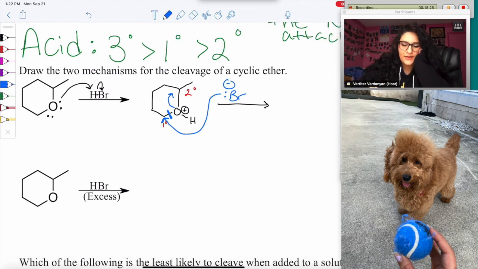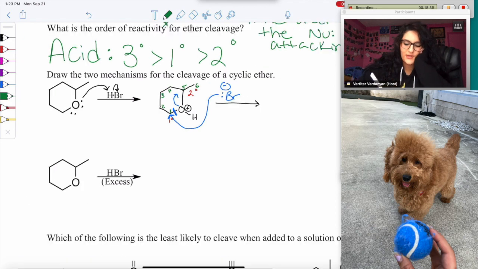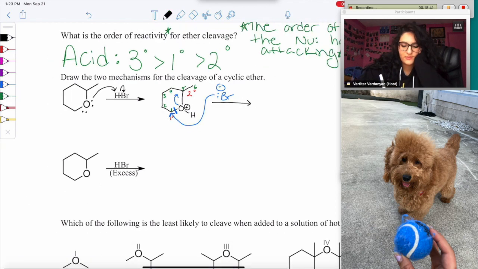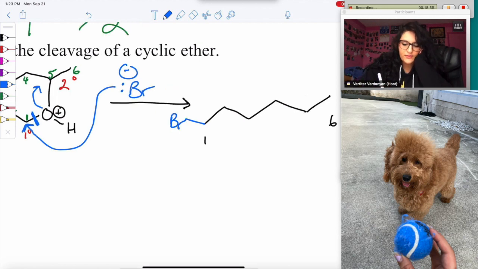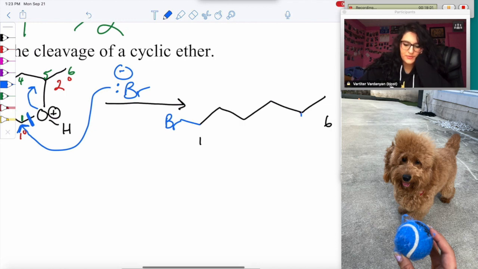And now we're going to count our carbons again. Make sure we have that in line. So I'm going to start here just because. So 1, 2, 3, 4, 5, 6. So I'm going to draw a 6 carbon chain. 1, 2, 3, 4, 5, 6. And we'll call this 1 and we'll call this 6. So attached to carbon 1, we have our bromine, which was our nucleophile. And off of carbon number 5, we have our OH group.